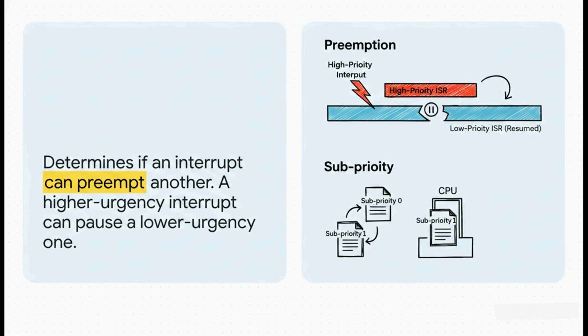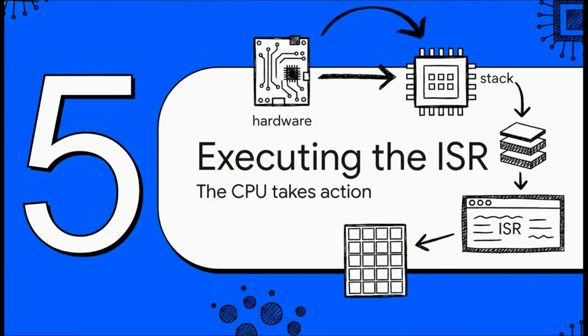Now, to give us even more control, that priority value can actually be split into two parts, a preemption priority and a sub-priority. Preemption is the really powerful one. If an interrupt with a high preemption priority, a low number, arrives while a low priority handler is running, the hardware will literally pause the running code to handle the more urgent one. That's called nesting. The sub-priority doesn't do that. It's just a simple tiebreaker. If two interrupts with the same preemption level are waiting, the one with the lower sub-priority number gets to go first. Simple as that.